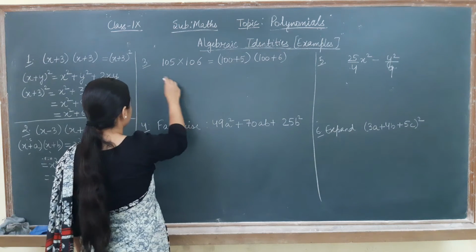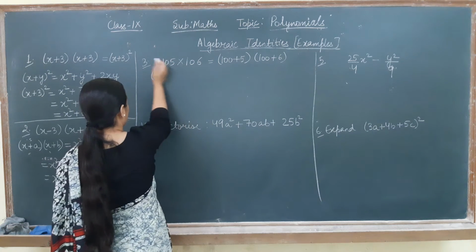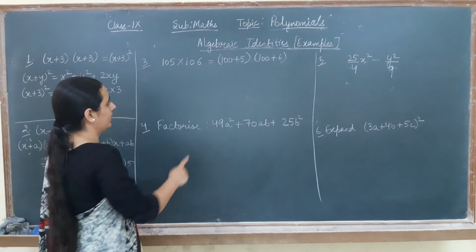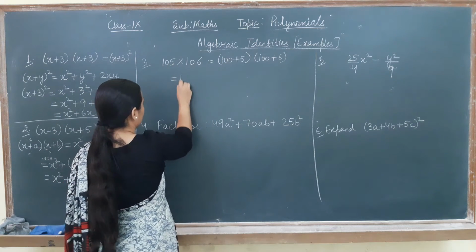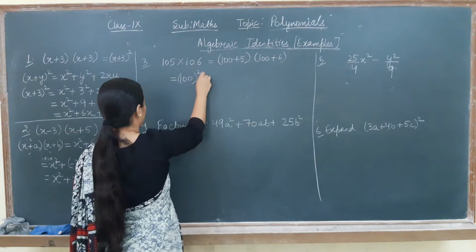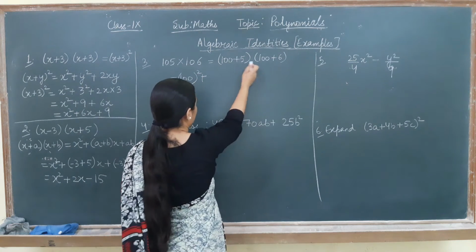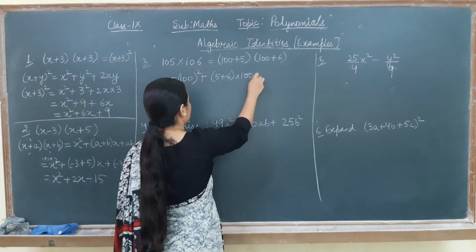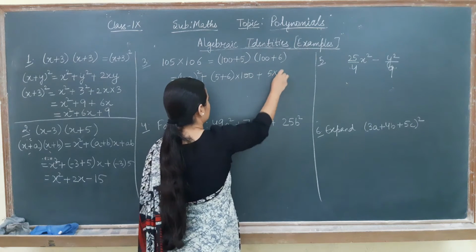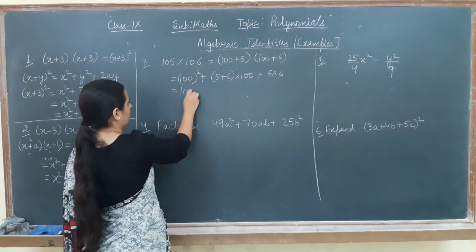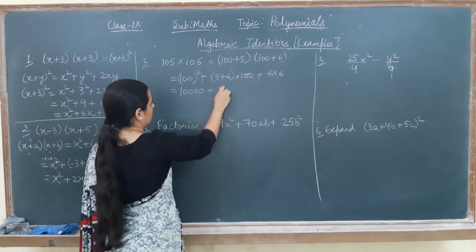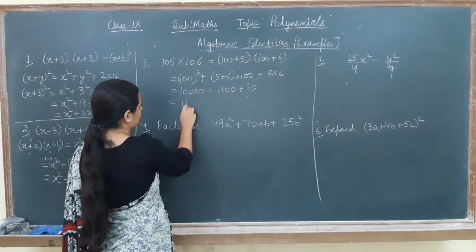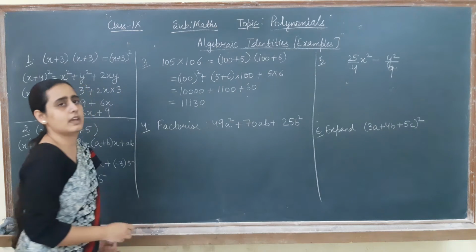What the identity says, you have to write the identity in all the questions. I am not writing it here. First, x square, according to this is my x. So x square plus (a plus b) into x, a is 5 and b is 6, into x, means into 100, plus a into b, 5 into 6. So what will it become? 1130, right? After addition we will get 11130. So this is my answer.